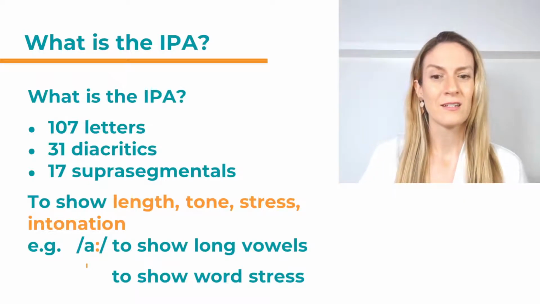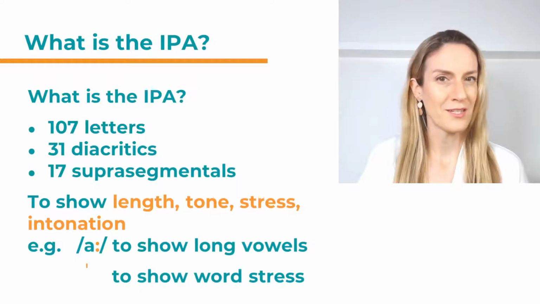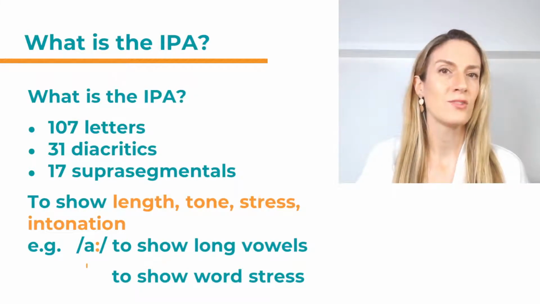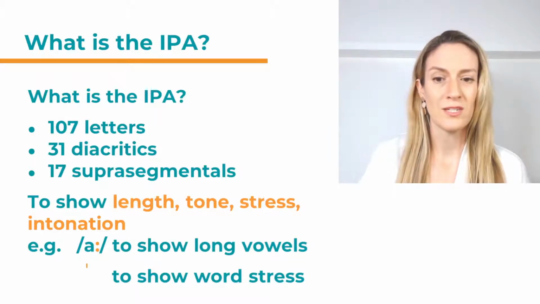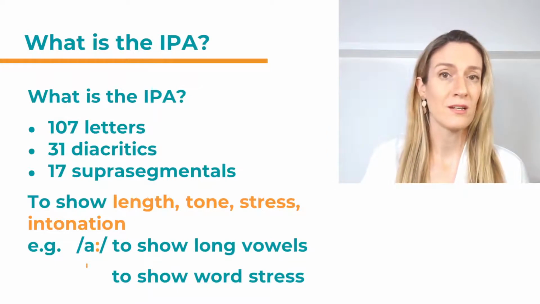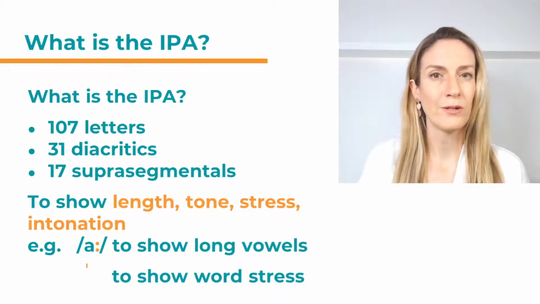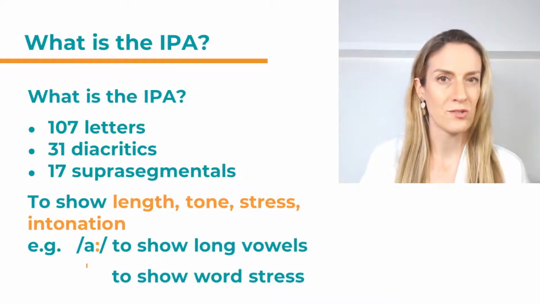And that is to show word stress, primary word stress within a word. You often see this when you look up a word in the dictionary and you check out the phonemic transcript of this word. You will see the colon to show long vowel sounds, but you will also see the little apostrophe indicating that the following syllable is the one carrying the primary stress.